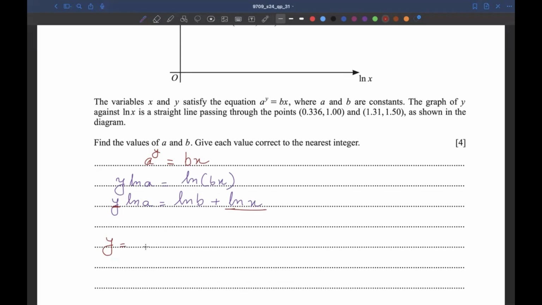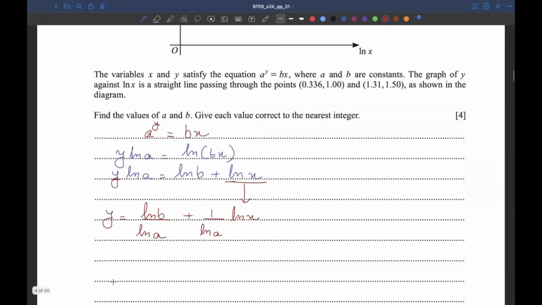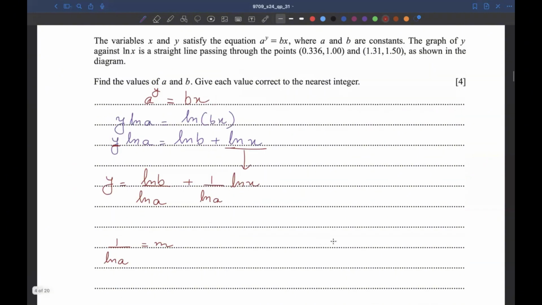We'll get ln b upon ln a plus 1 upon ln a. We'll divide with ln x as well. So as this is on the x-axis, this coefficient 1 upon ln a will become the gradient. So 1 upon ln a will be equal to the gradient, and ln b upon ln a will be equal to the y-intercept. Now we'll find the gradient using the points given over here.